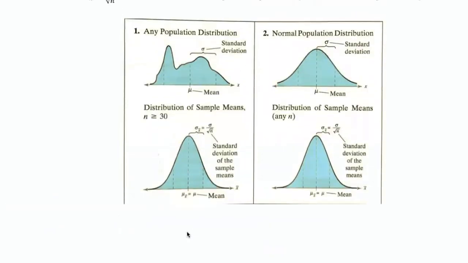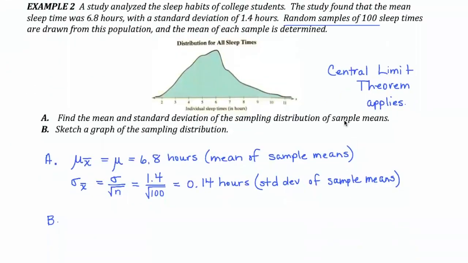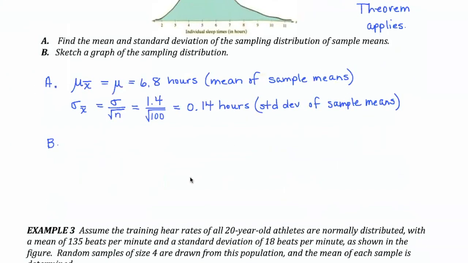The central limit theorem tells us that the sampling distribution is going to be a normal distribution as long as we meet that condition of having a large enough sample size or drawing from a population that's normally distributed. So I'm going to be sketching a normal curve, and to do that, I need a number line.